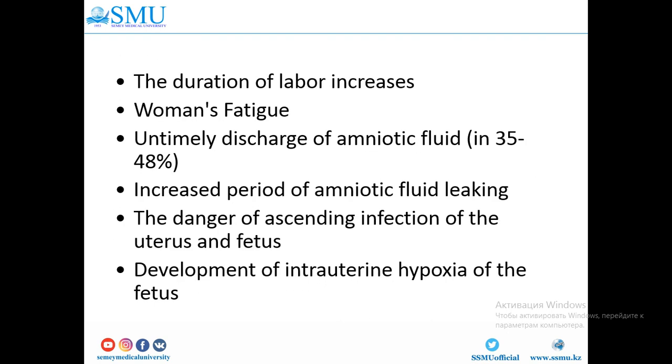The duration of labor increases. Woman fatigue. Untimely discharge of the amniotic fluid. Increased period of amniotic fluid leaking. The danger of sustaining infection of the uterus and fetus. Development of intrauterine hypoxia of the fetus.